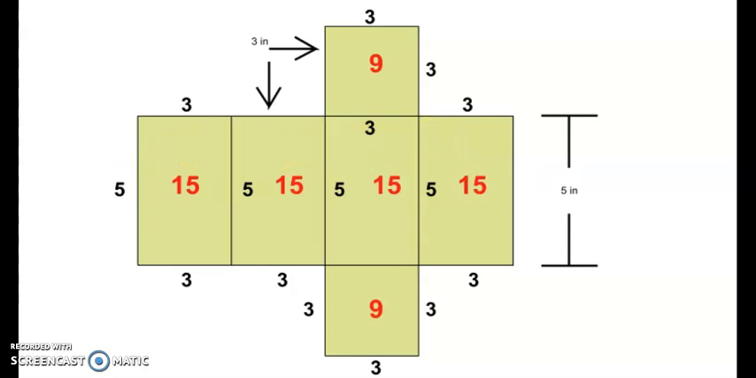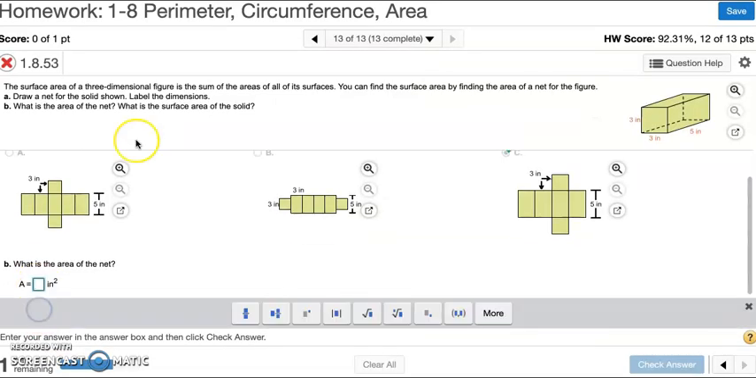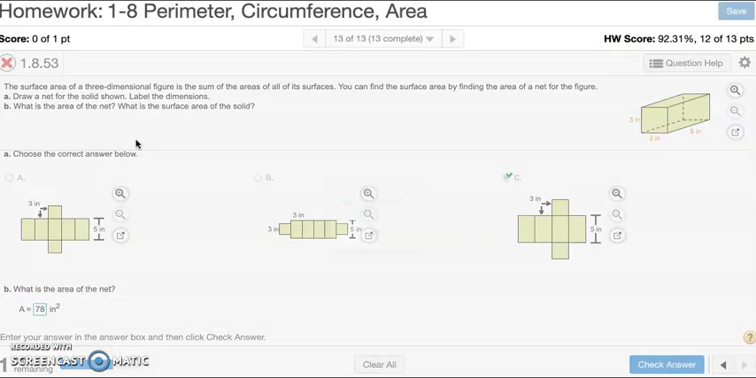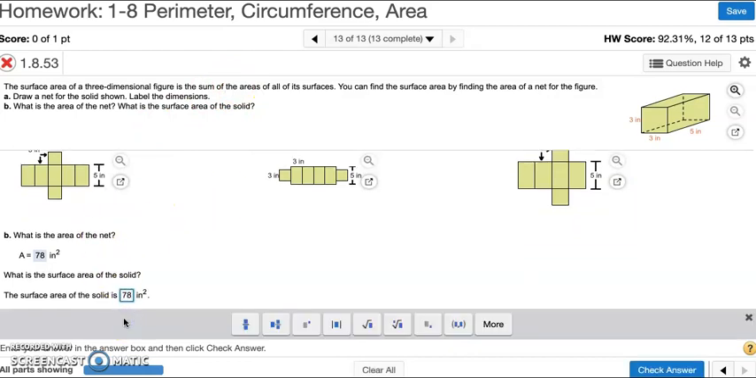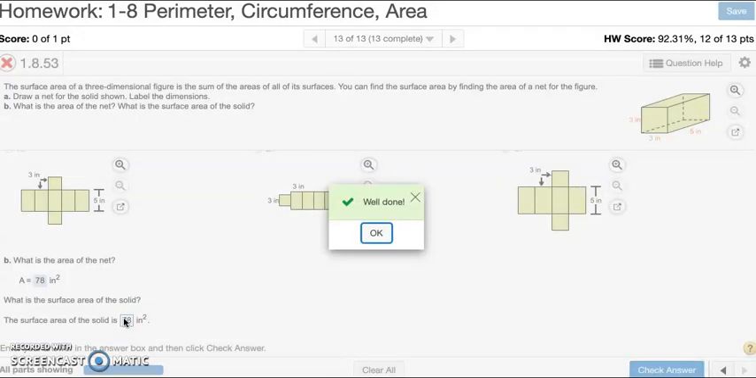Now I just add them all up. So add all 15s up and add 2 9s to it, and it gives me 78, which would be my area. So typing in 78, that's the area of the net. Now it says, what is the surface area of the solid? Well, remember, the area of the net is the surface area. So 78 again. And that's number 13.